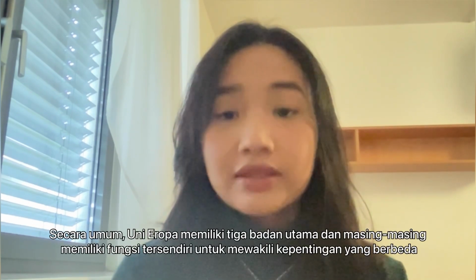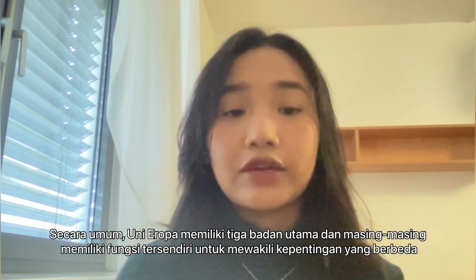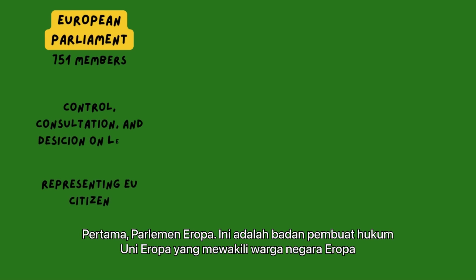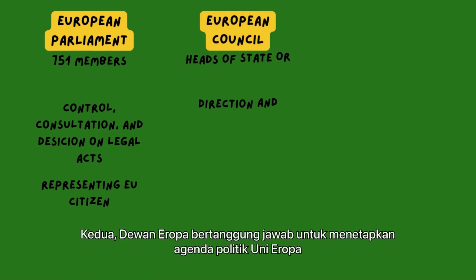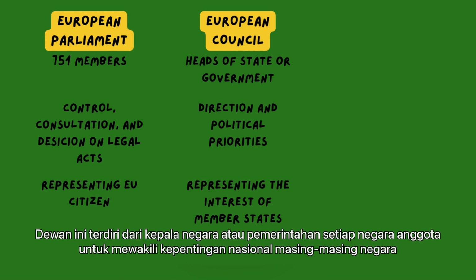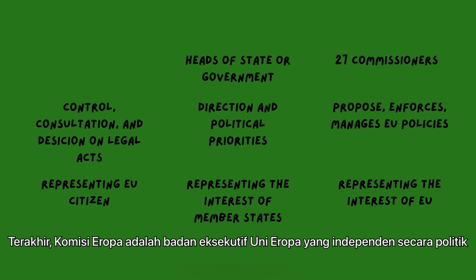In general, the EU has 3 main bodies, and each of them has its own function to represent different interests. First, there is the European Parliament. This is the EU's lawmaking body that represents the European citizen. Second, the European Council is responsible for setting the EU's political agenda. This council consists of every member's head of state or government to represent each state's national interest. Lastly, the European Commission is the EU's politically independent executive arm.